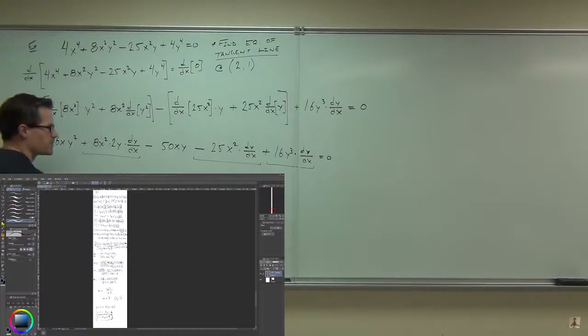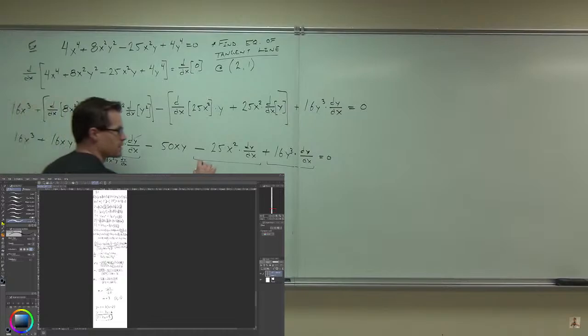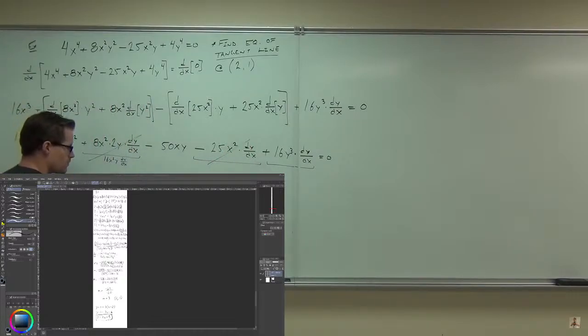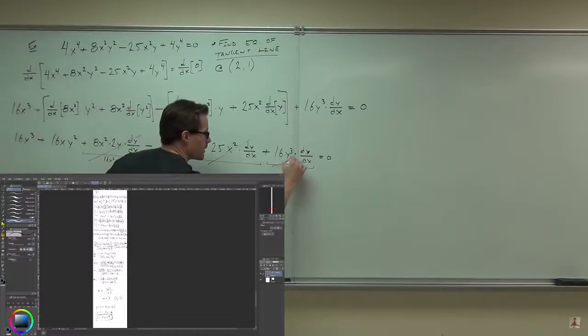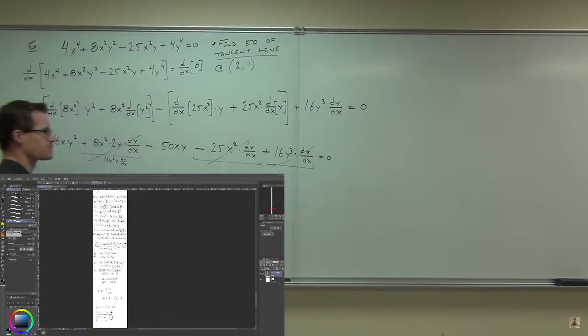By the way, are you okay that I'm going to make this 16x squared y? You're all right with that too? So notice that this is 16x squared y dy dx. Make it a little bit nicer looking. So 16x squared y dy dx. That's that one. So I got that. Minus 25x squared dy dx. I got that one. Plus 16y cubed dy dx. I got that one. Equals.